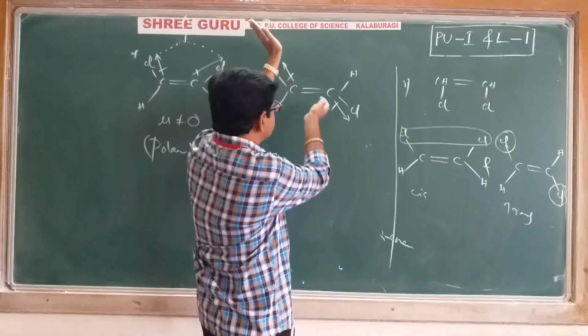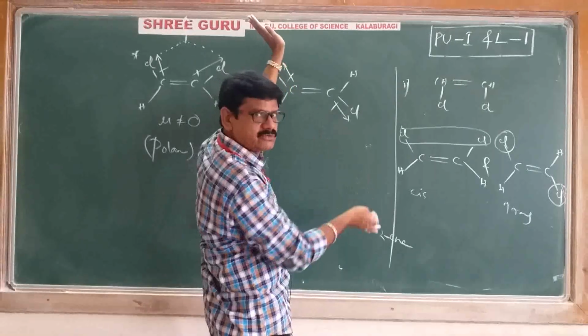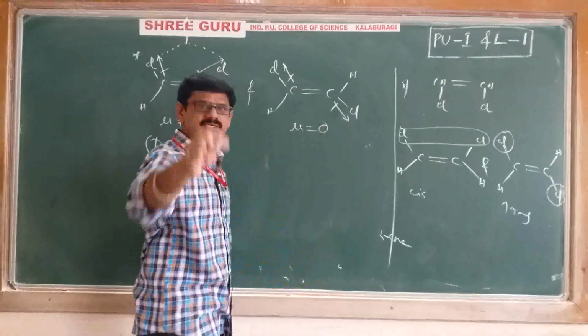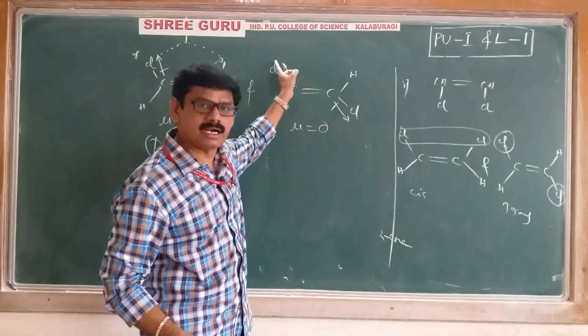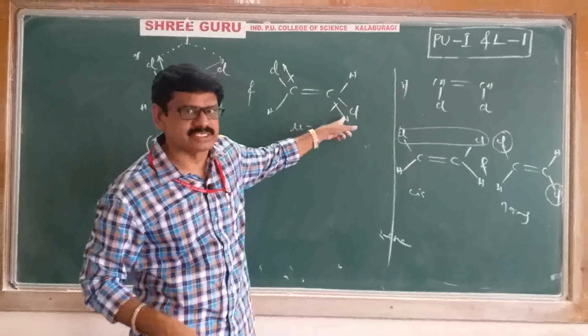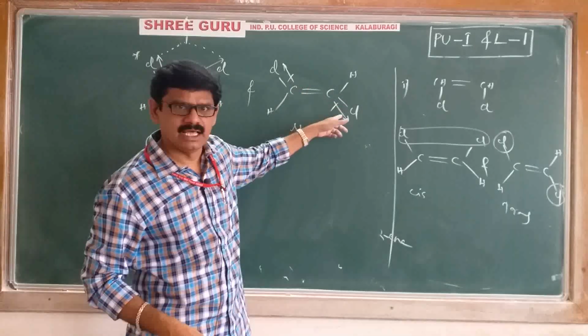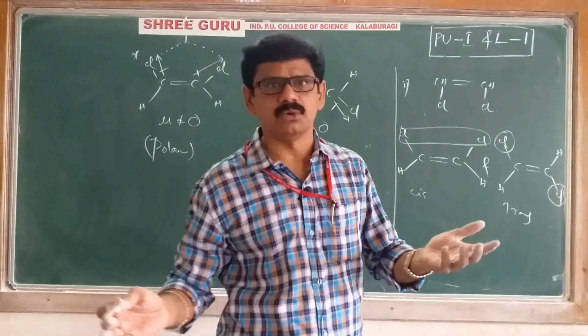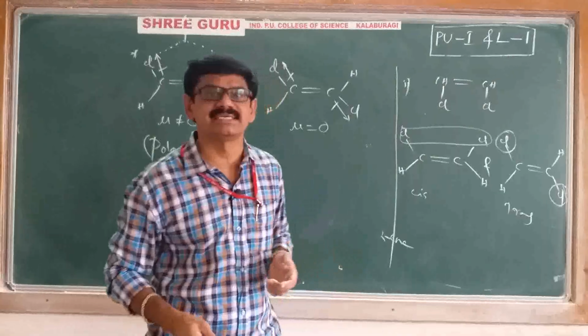One is in the upward direction, one is in the downward direction. Definitely, the resultant dipole moment will be 0. Why? Both bond moments will cancel each other. Both are in opposite directions, so the bond moments cancel. Overall, the dipole moment is 0.